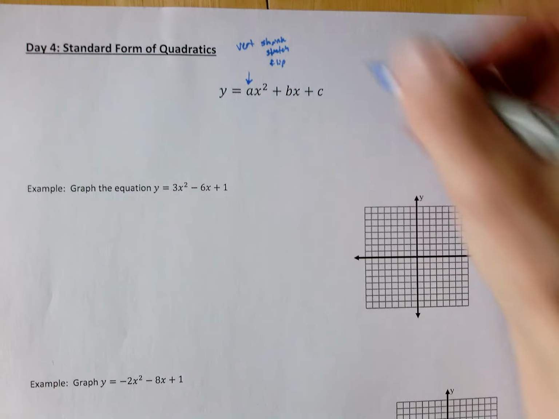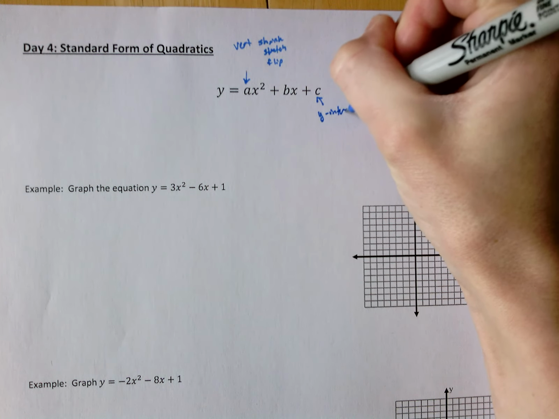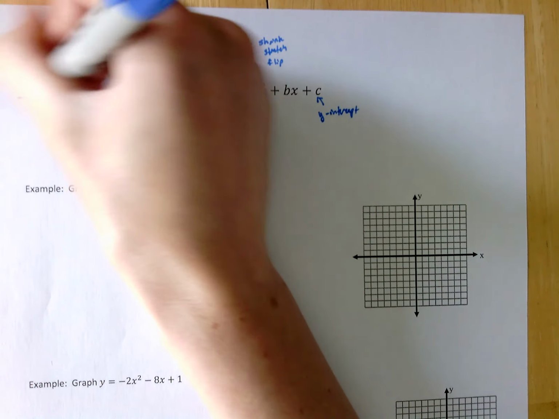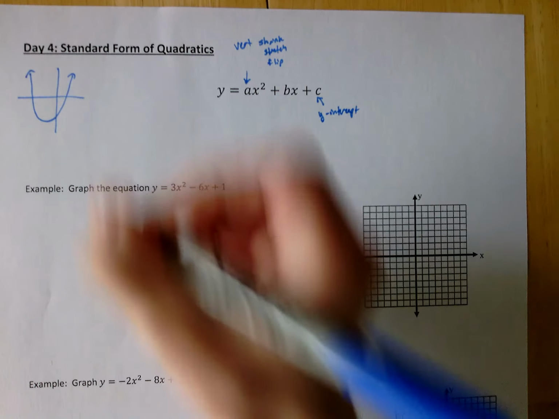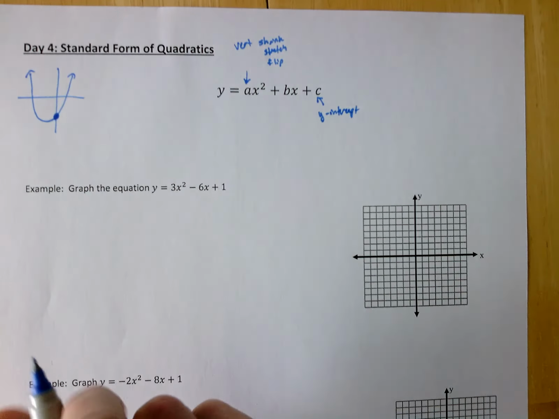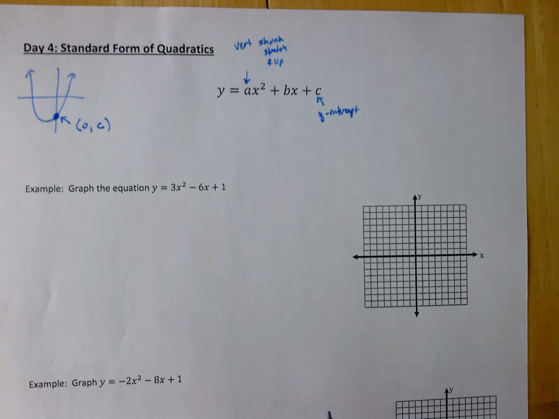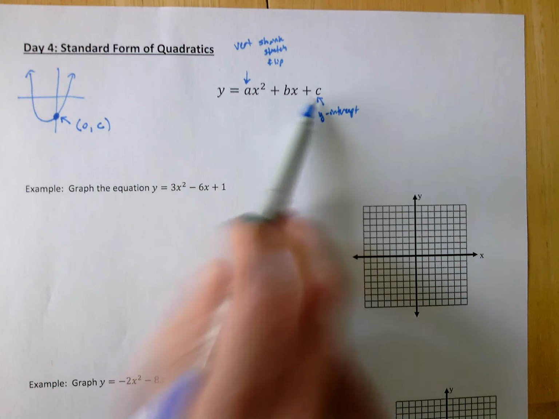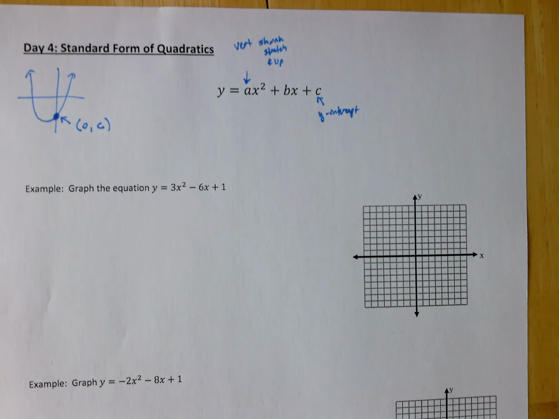The c value does give you the y-intercept of your graph. So when we look at what our parabola looks like, just as a little example parabola, this point right here, that's your y-intercept. That is going to be the point 0, comma, whatever c is. It's a y-intercept, so you know the x-coordinate has to be 0, and then c tells you where on the y-axis it's going to go. So we do have that piece of information.